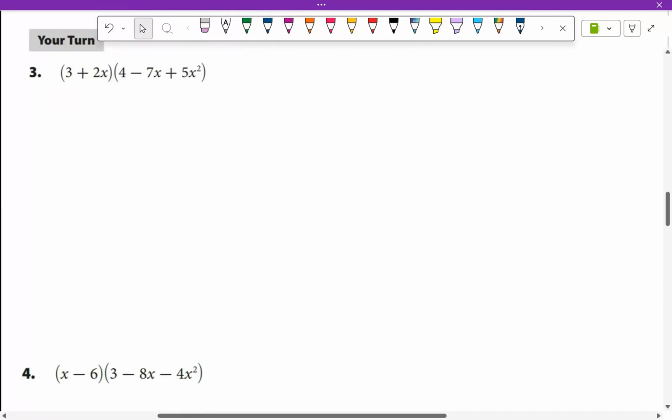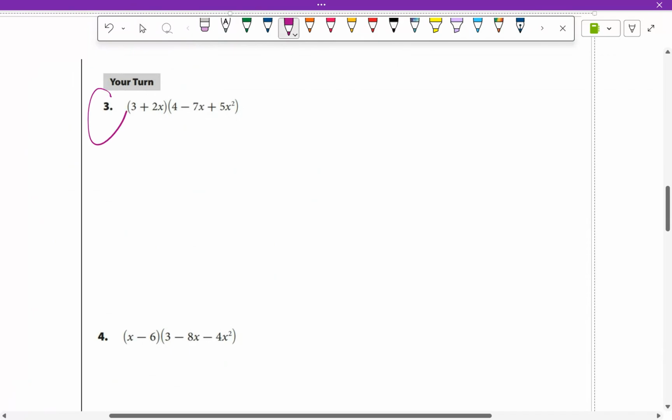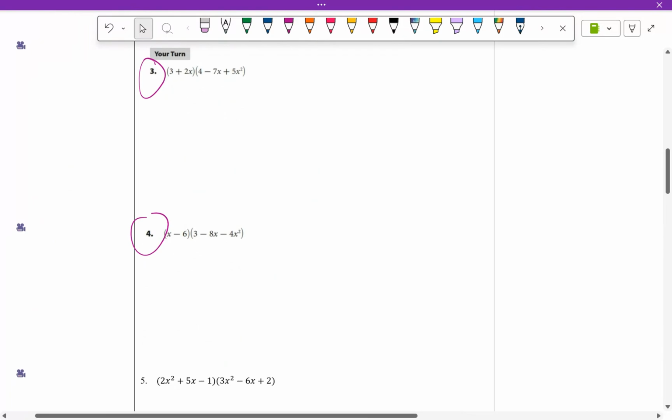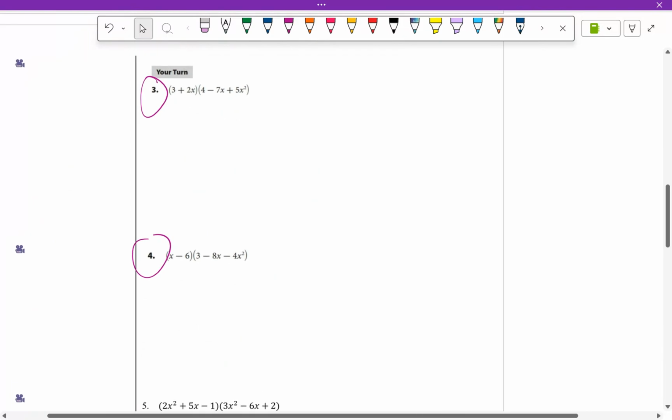All right, I want you to practice 2 on your own. So you're going to do 3 and 4 only. Don't do 5 yet. Okay, just 3 and 4. Everybody try 3 and 4.